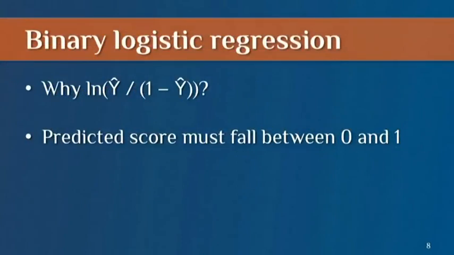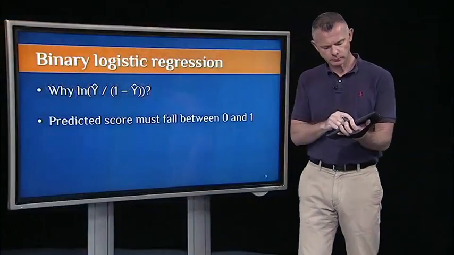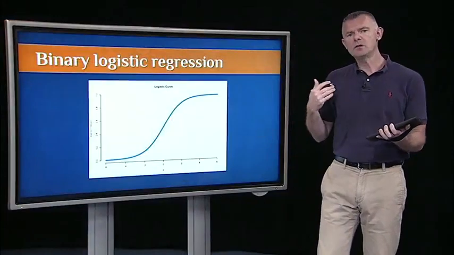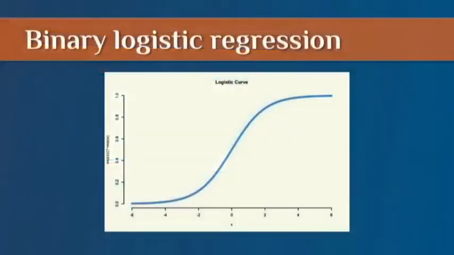Well, it's very simple if you think about it. We're trying to predict an outcome variable that can only take on one of two values, 0 or 1. So we have to come up with a predicted score that falls between 0 and 1. And we use the logistic function to do that. So this is the logistic function.